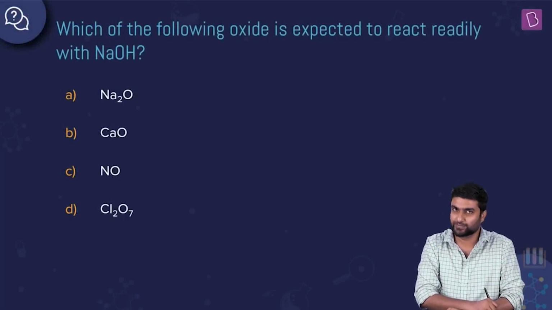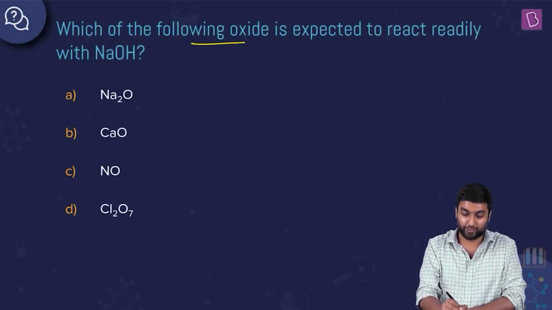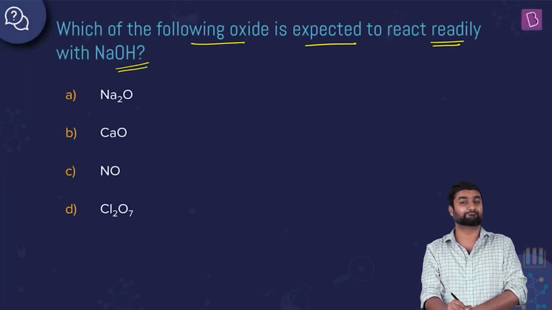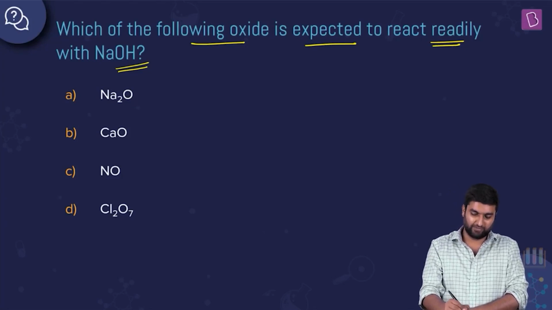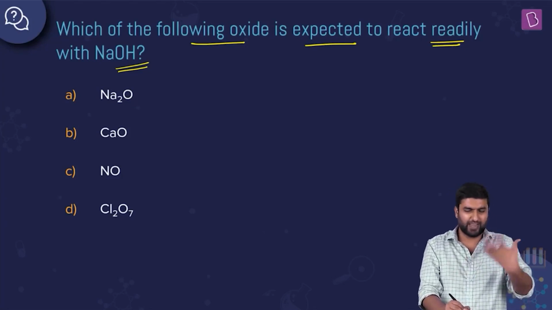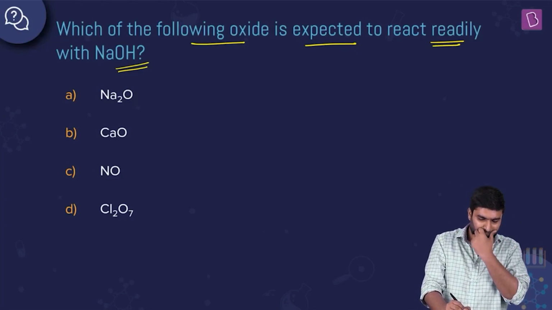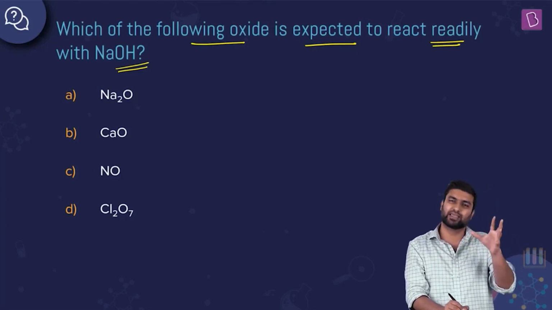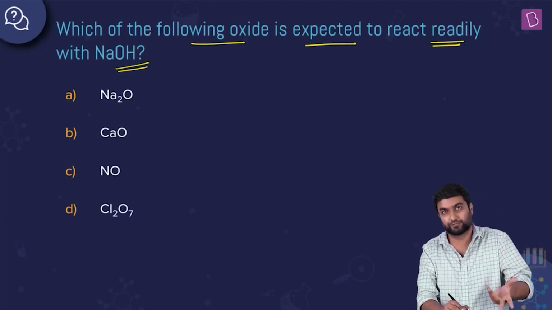Alright, let's look at this question. It's saying which of the following oxides is expected to react readily with NaOH. Let's look at this. So we have a couple of oxides here. Let's try to find out which acid or base they are the anhydrides of.